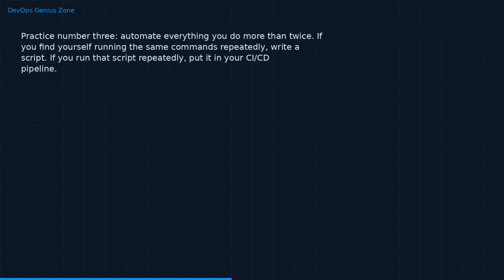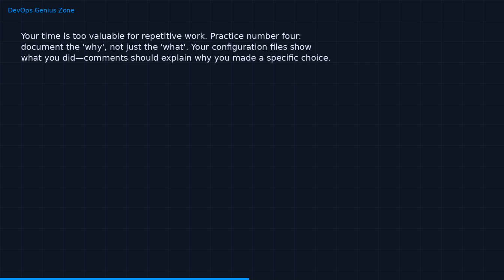I'll explain each line of the configuration so you understand exactly what it does. Best practices from senior engineers. Practice number 1, the principle of least privilege. Always grant the minimum permissions required for a task. Never use admin credentials for routine operations. This limits the blast radius if something goes wrong.